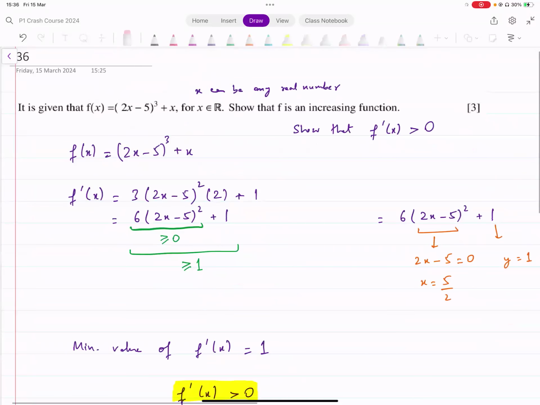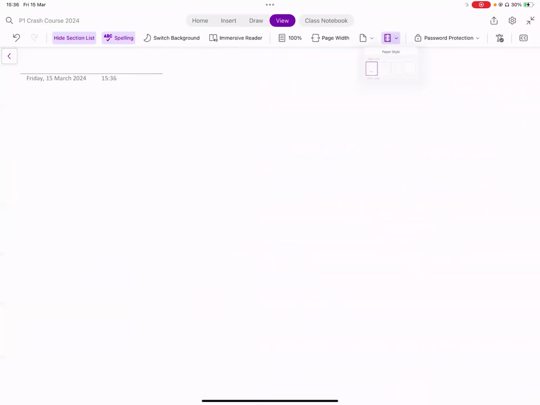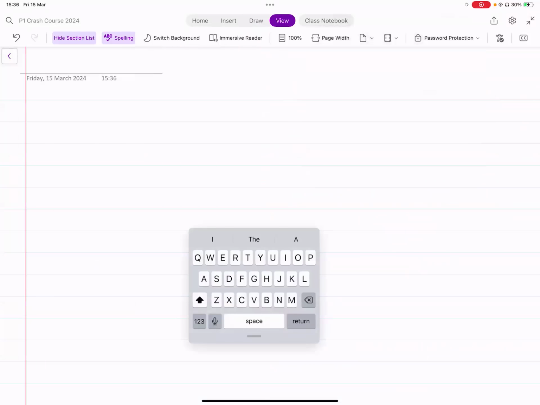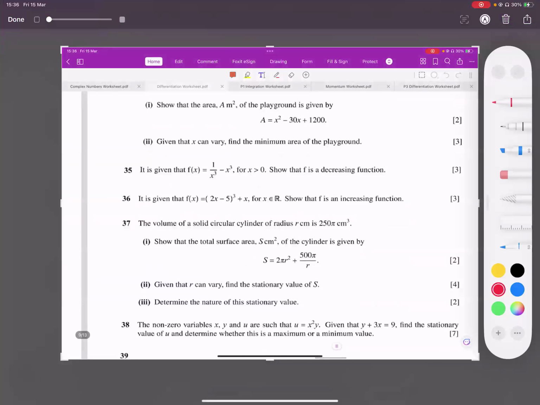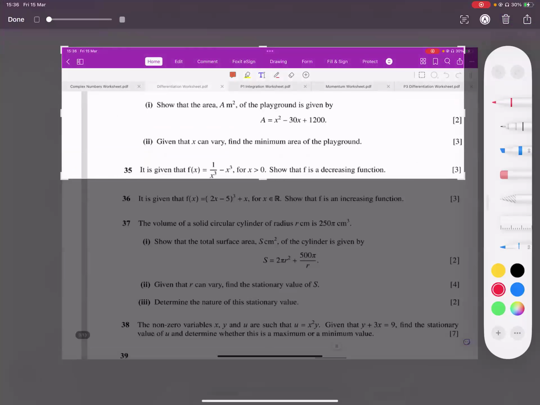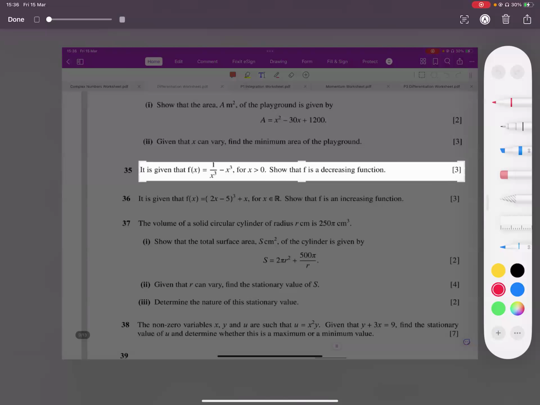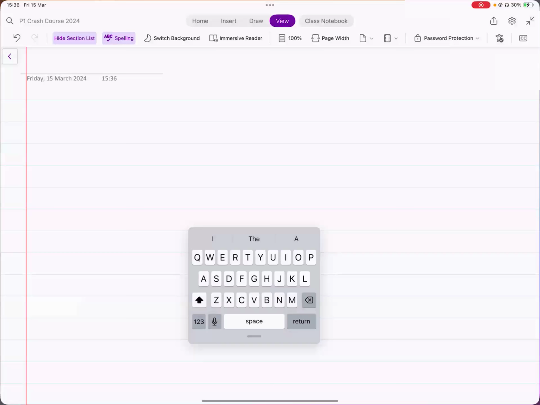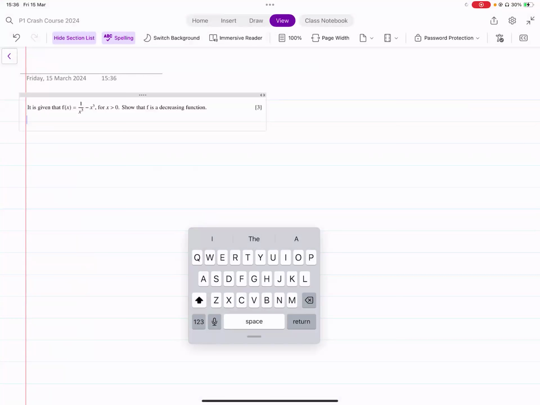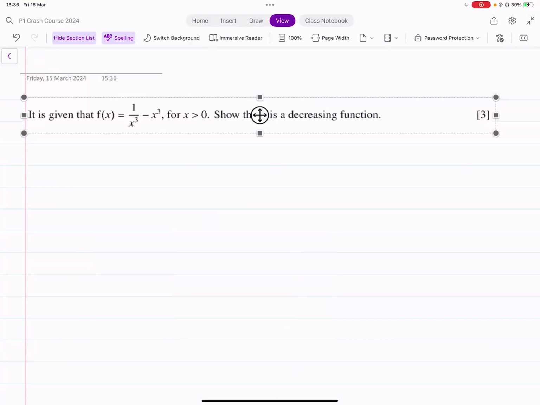Okay, one last question before we end. The other one that we saw there, question number 35. Let's have a look at this. Question number 35 from the worksheet. Let's try this. I'll give you a minute to attempt this first, and then we're going to do it.